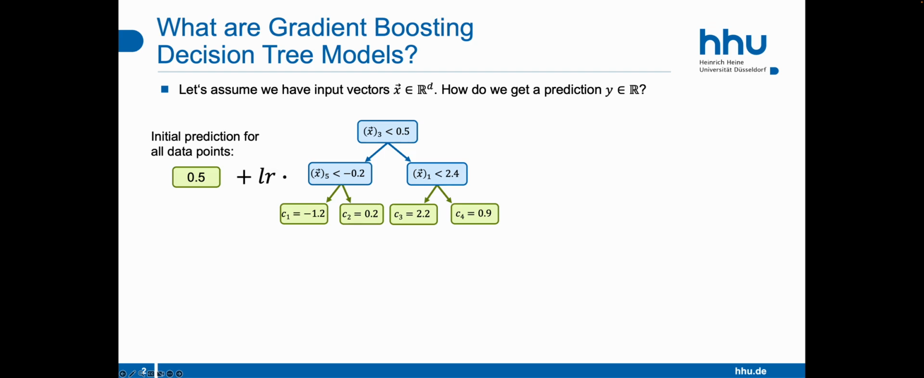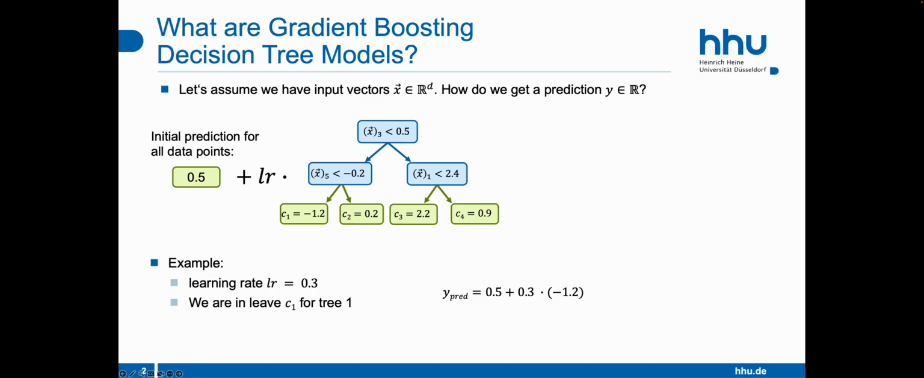However, we do not simply add this value to 0.5, but we first multiply it with a value smaller than 1, which is the learning rate of the gradient boosting model. Let's look at an example where we have chosen the learning rate to be equal to 0.3 and where we end up in the first leaf C1 for our input vector x. We would then add to 0.5, which is our initial prediction, 0.3, which is the learning rate, times the predicted error, which is minus 1.2.